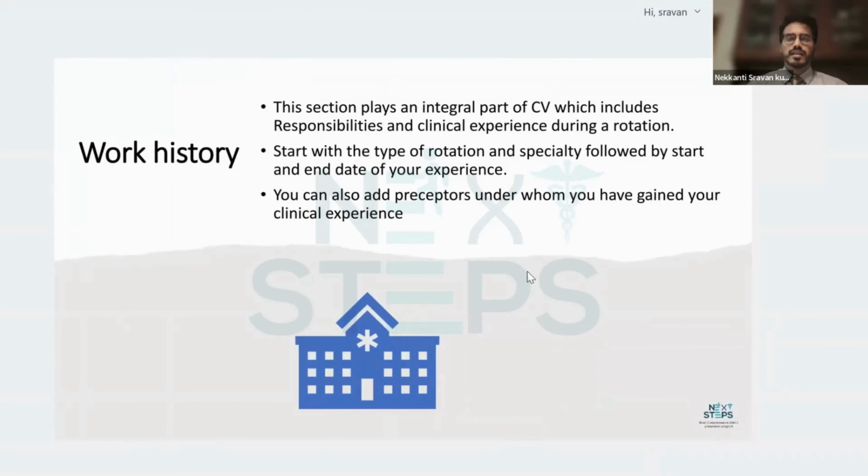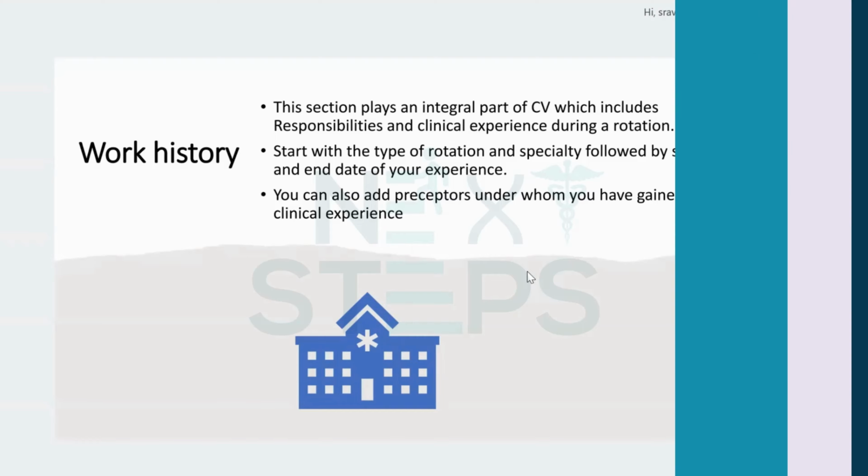The work history. Like I said earlier, this section plays an integral part of the CV, which includes responsibilities and clinical experience during your rotations or wherever you're placed. Start with the type of rotation and specialty, followed by an end date of your experience. I'm going to show you an example shortly so that you'll have a better idea about this. You can also add preceptors under whom you've gained your clinical experience.